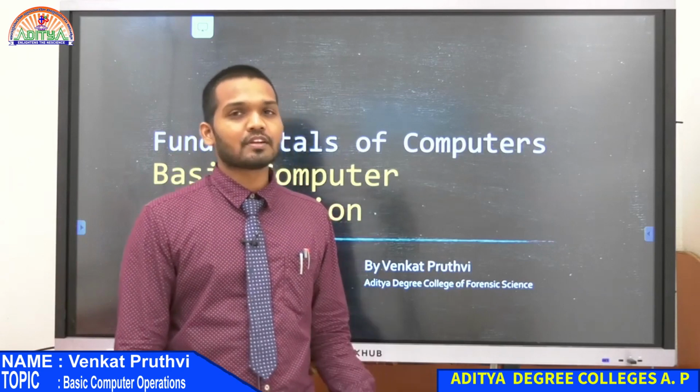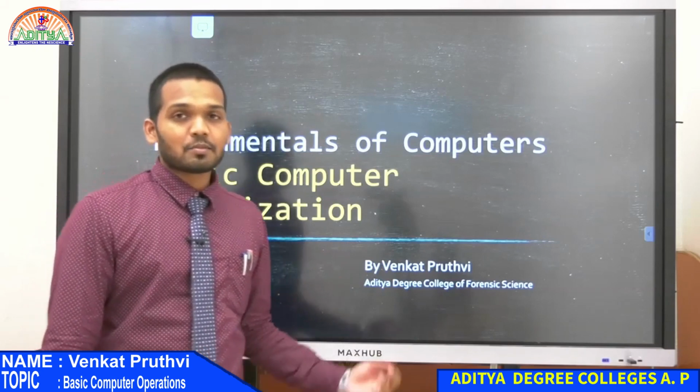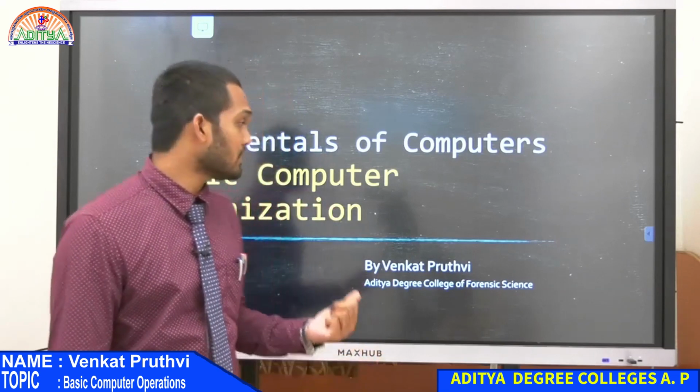In the last class, we were discussing different types of computers, how many kinds we have, and we were also revising the different generations of computers. Today, we'll be discussing the basic computer organization. What are the different parts that we have inside a computer? What features do we have and how do they perform those features? We'll be discussing all of that.